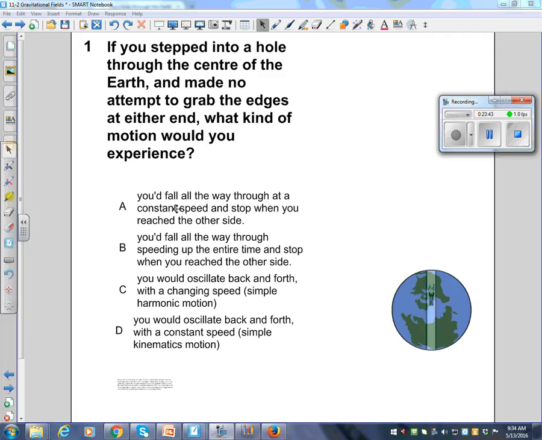You'd fall all the way through at a constant speed and stop when you reach the other side? You'd fall all the way speeding up the entire time and stop when you reach the other side? How can you speed up the entire time and stop when you get there? Can't. You would oscillate back and forth with a changing speed. This is called simple harmonic motion. Or you would oscillate back and forth with a constant motion, simple kinematics motion. Which one do you think it is? A, B, C, or D?